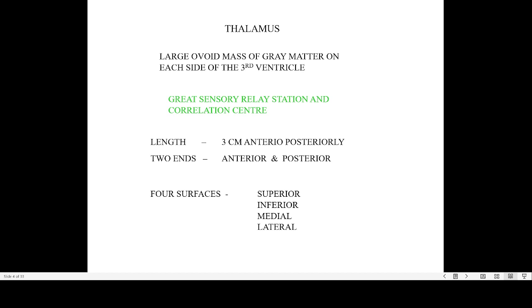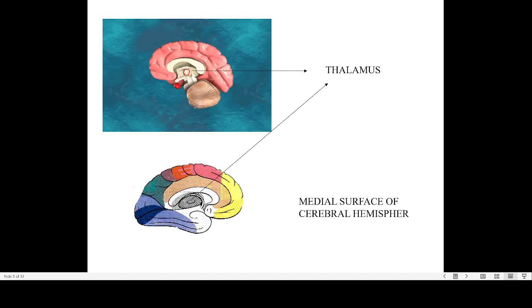The thalamus has an interthalamic connection. Both the right and left thalamus are connected, that is the interthalamic connection. Usually the length is about 3 centimeters anteroposteriorly, and it has two ends, anterior and posterior, and four surfaces: superior, inferior, medial and lateral.